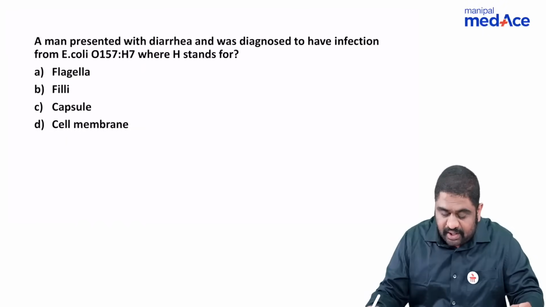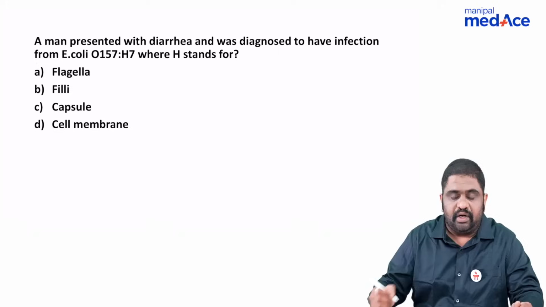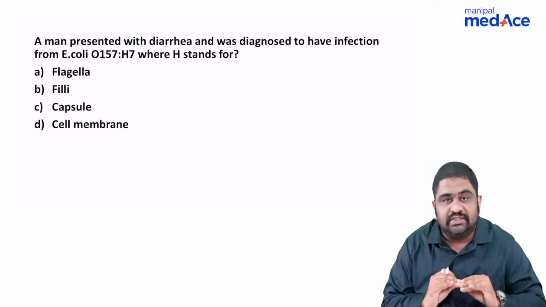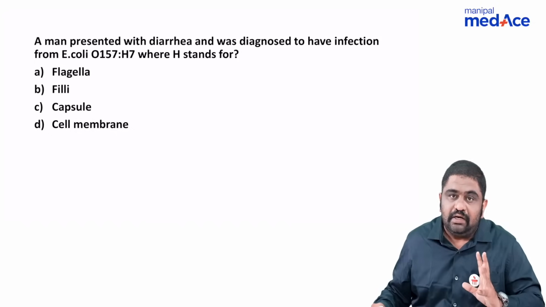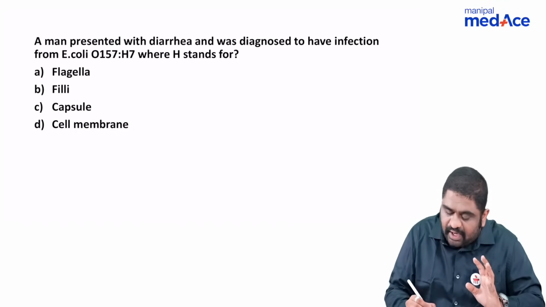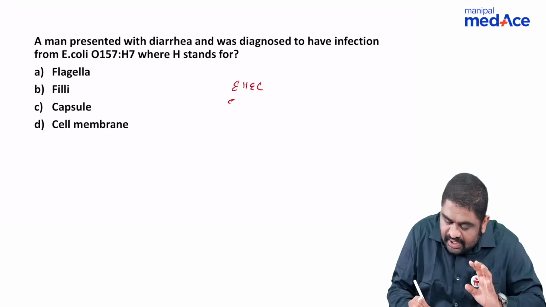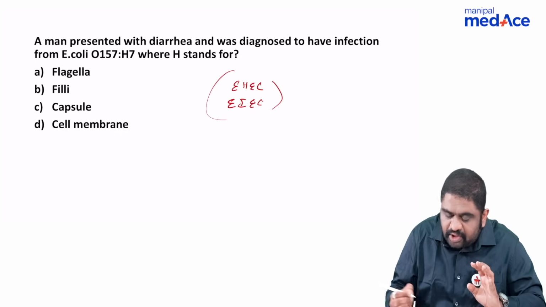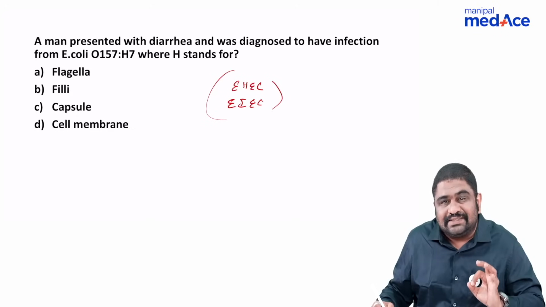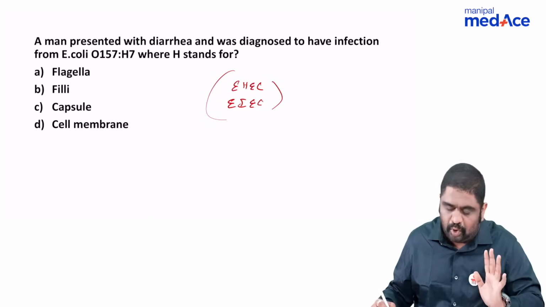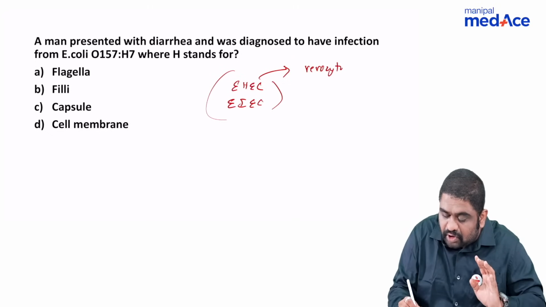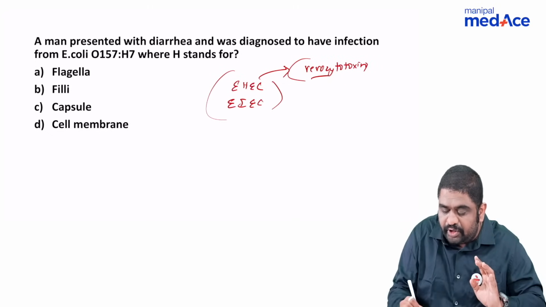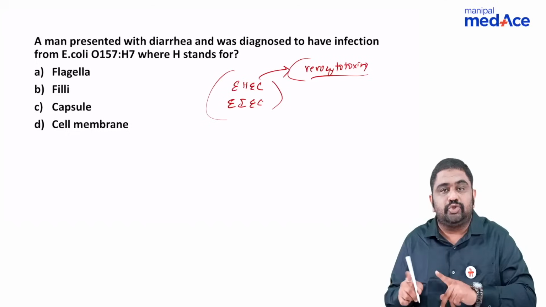A man presents with diarrhea and was diagnosed to have infection from E. coli O157:H7, where H stands for what? This is a very low level of understanding the question. If you had followed our classes very deeply, we have discussed in detail what are the different types of E. coli, and I had told you EHEC and EIEC are the only two E. coli capable of causing dysentery or hemorrhagic colitis. Now, EHEC is capable of using verocytotoxin to cause death of the colonic cells, because of which bleeding happens into the stools to cause dysentery.